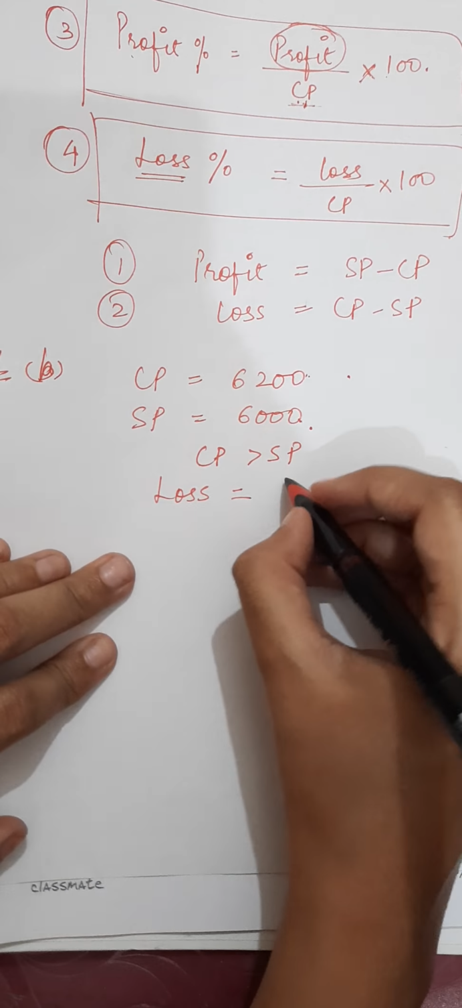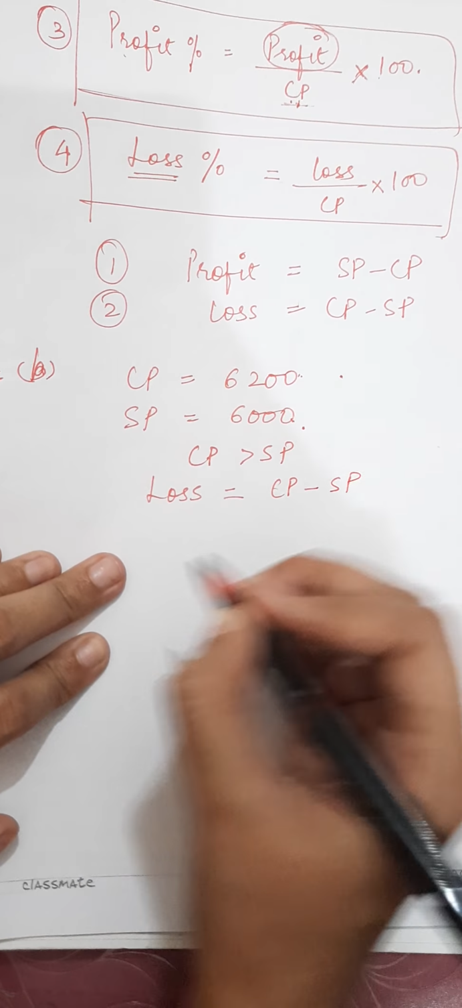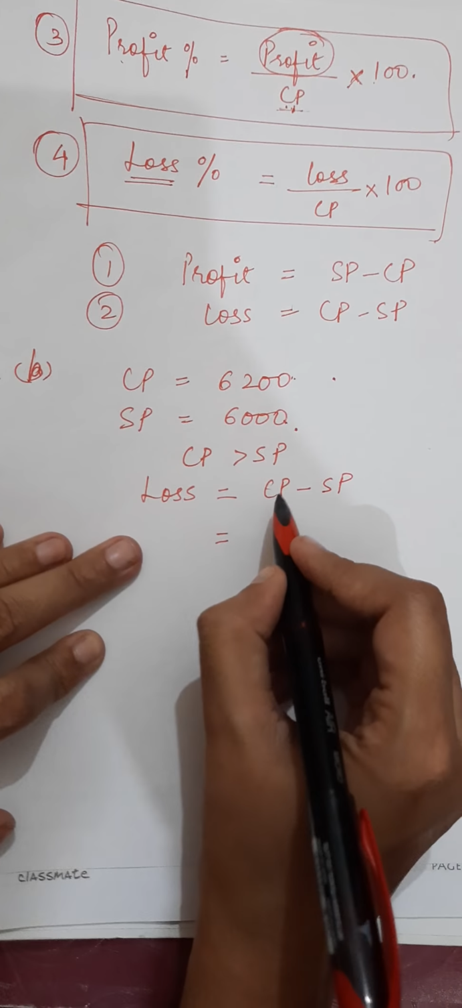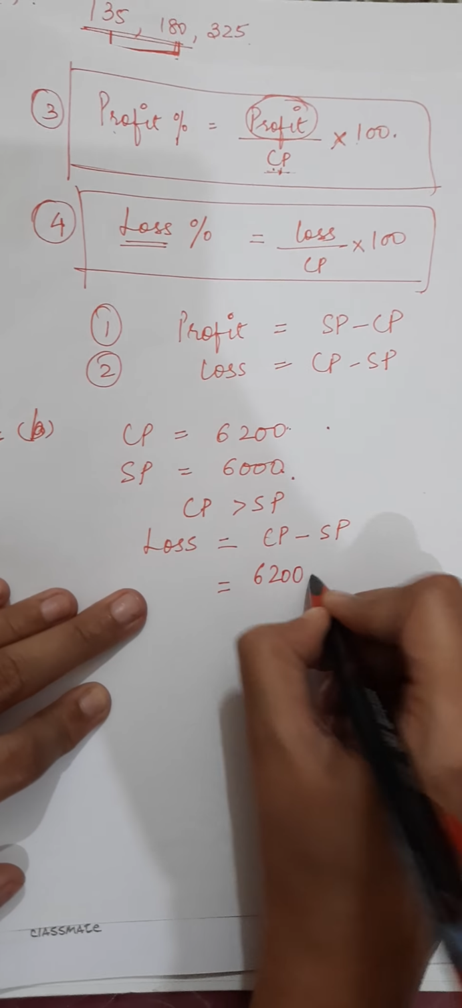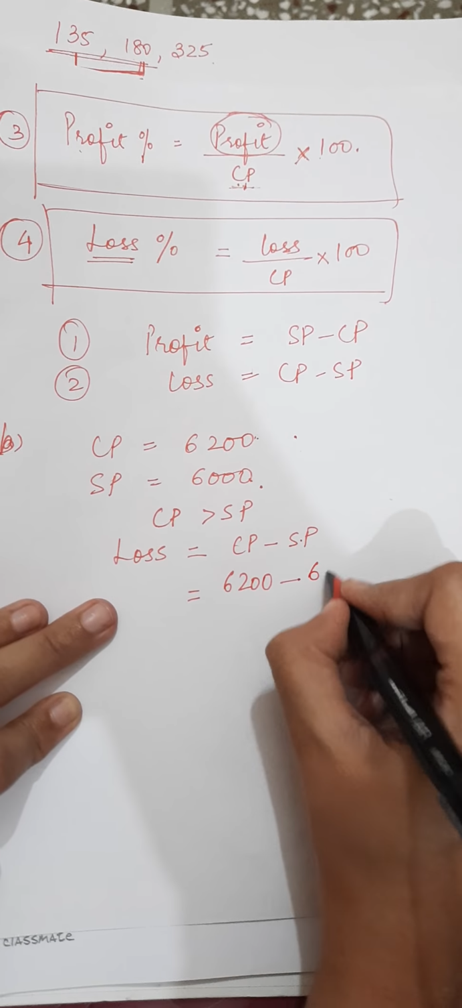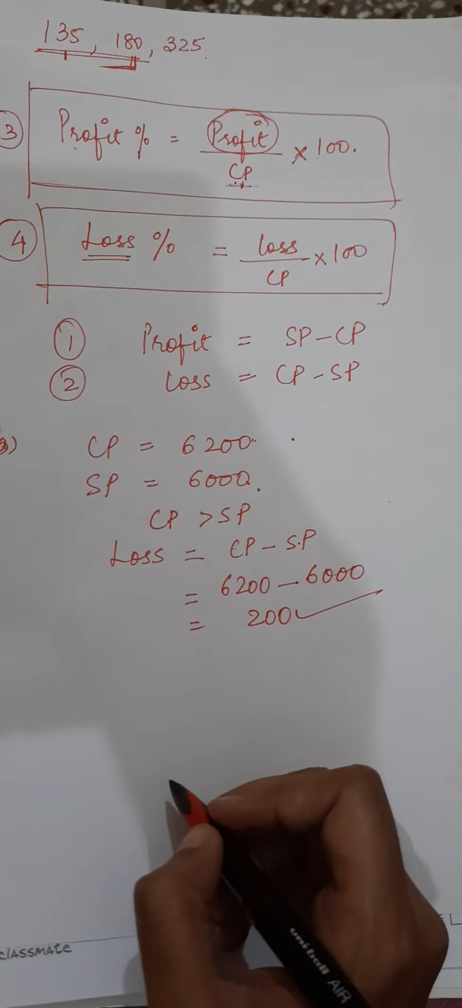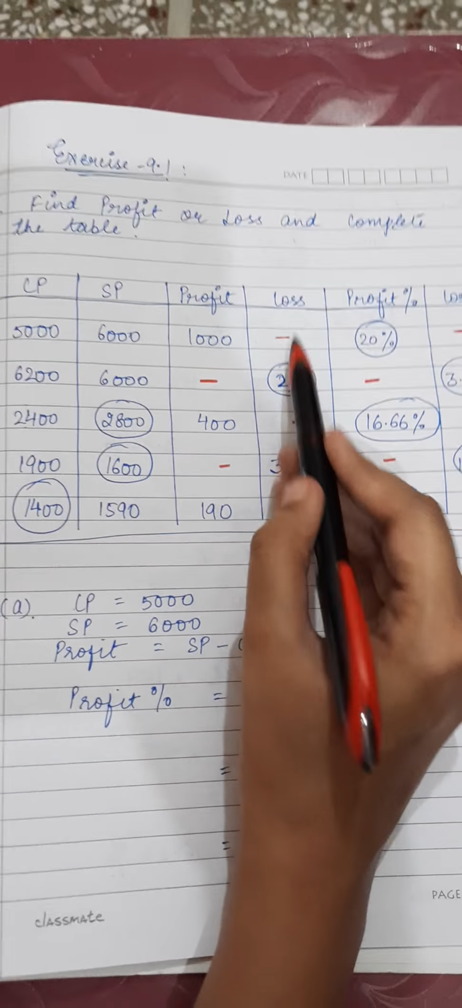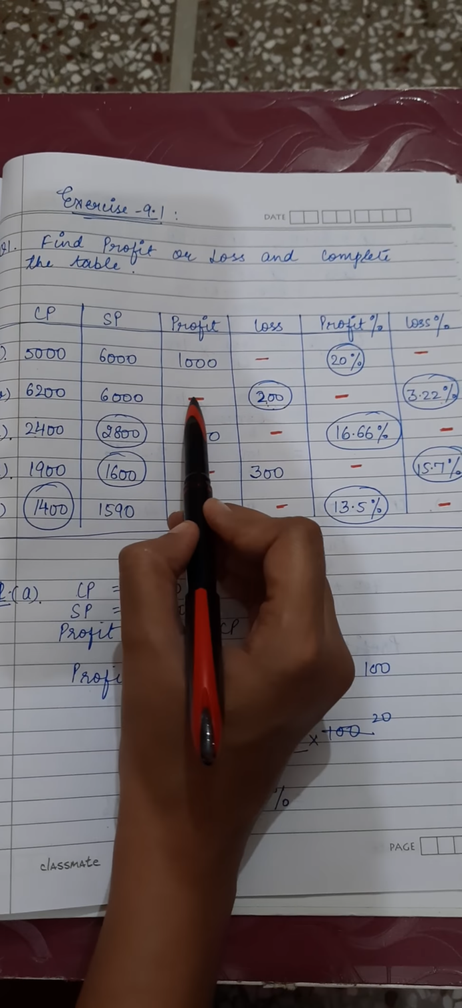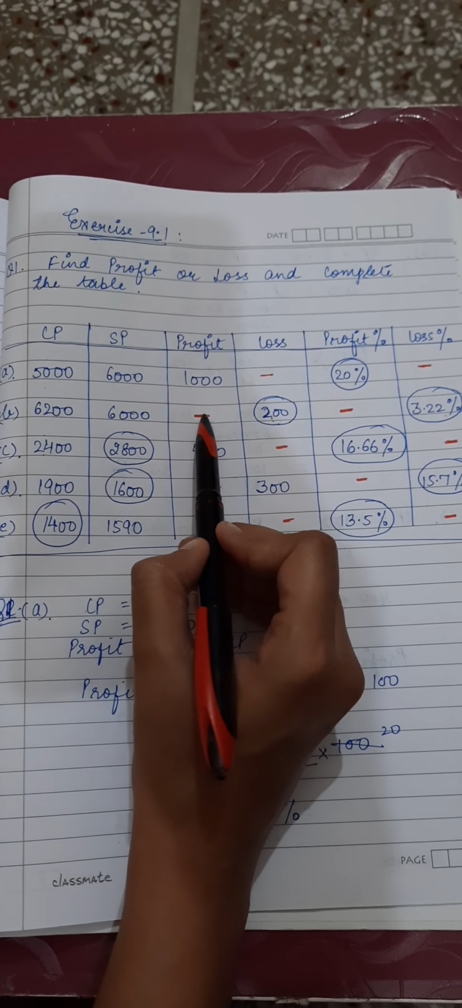Okay, and what is the formula for loss? CP minus SP. What is CP? 6,200. Minus SP. What is SP? 6,000. What is the loss? 200. So this is the loss. So you can fill here loss is 200. So that means the profit blank will come. At the place of profit, blank will come.